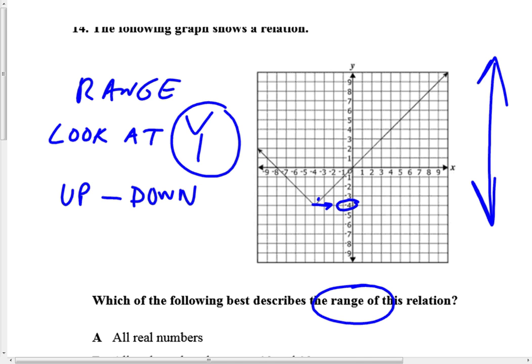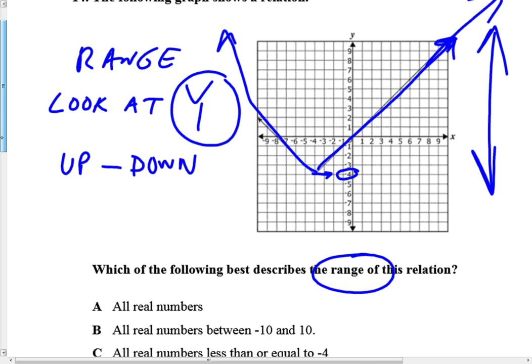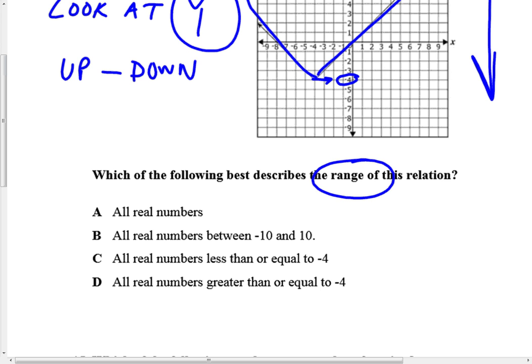Negative 4. Does this ever stop? No, sir. You got arrows, so this keeps going, this keeps going. What's my choice? Which ones have negative 4? C and E. So it can't be this. Can't be everything. Where are the numbers? Are they below negative 4 or above negative 4? Above.